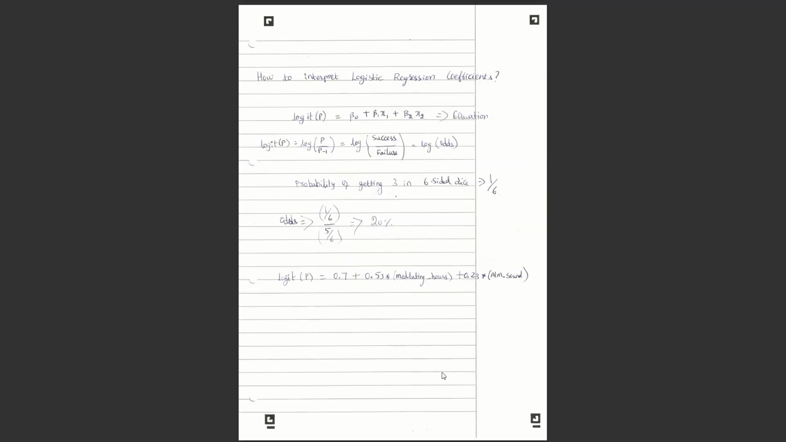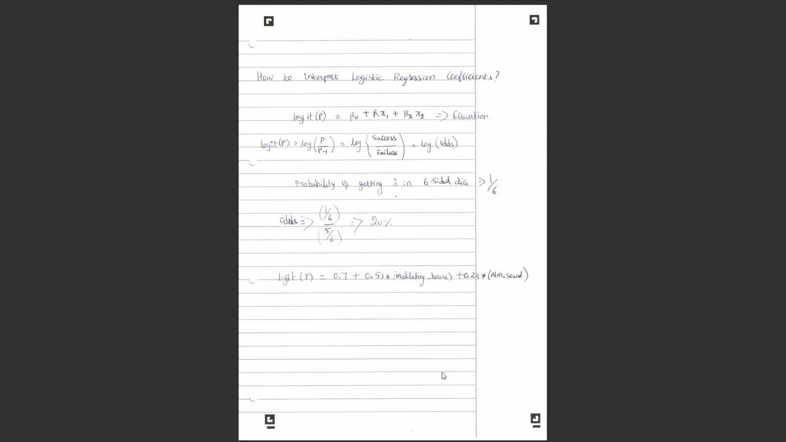How do we interpret these logistic regression coefficients? It can also be represented as logit of p equal to beta 0 plus beta 1 x1 plus beta 2 x2. This logit of p is nothing but the log of p divided by 1 minus p, which is the success over the failure. So we can call this the log of odds. Take the probability in a 6-sided dice game. The probability of getting 3 would be 1 by 6, and the odds would be 1 by 6 divided by the failure, which is 5 by 6. Therefore, it is 20%.